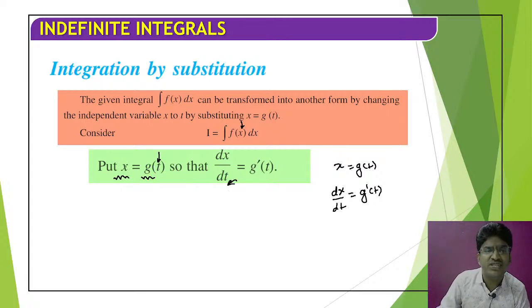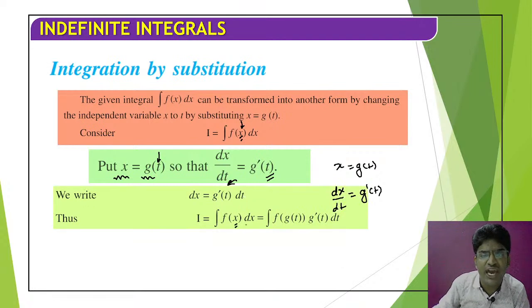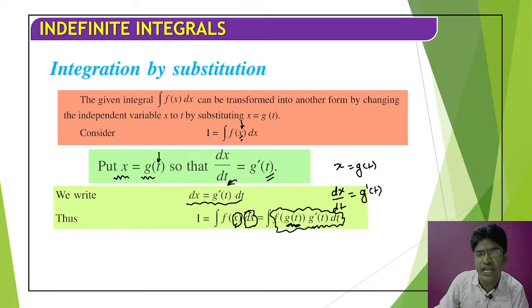If I differentiate x with respect to t, it will be dx by dt, and g of t will become g dash of t. So in the place of x you will write g of t, and in the place of dx it will become g dash of t into dt. So in the place of dx they will write g dash of t into dt. Now you have to solve this. Clear?